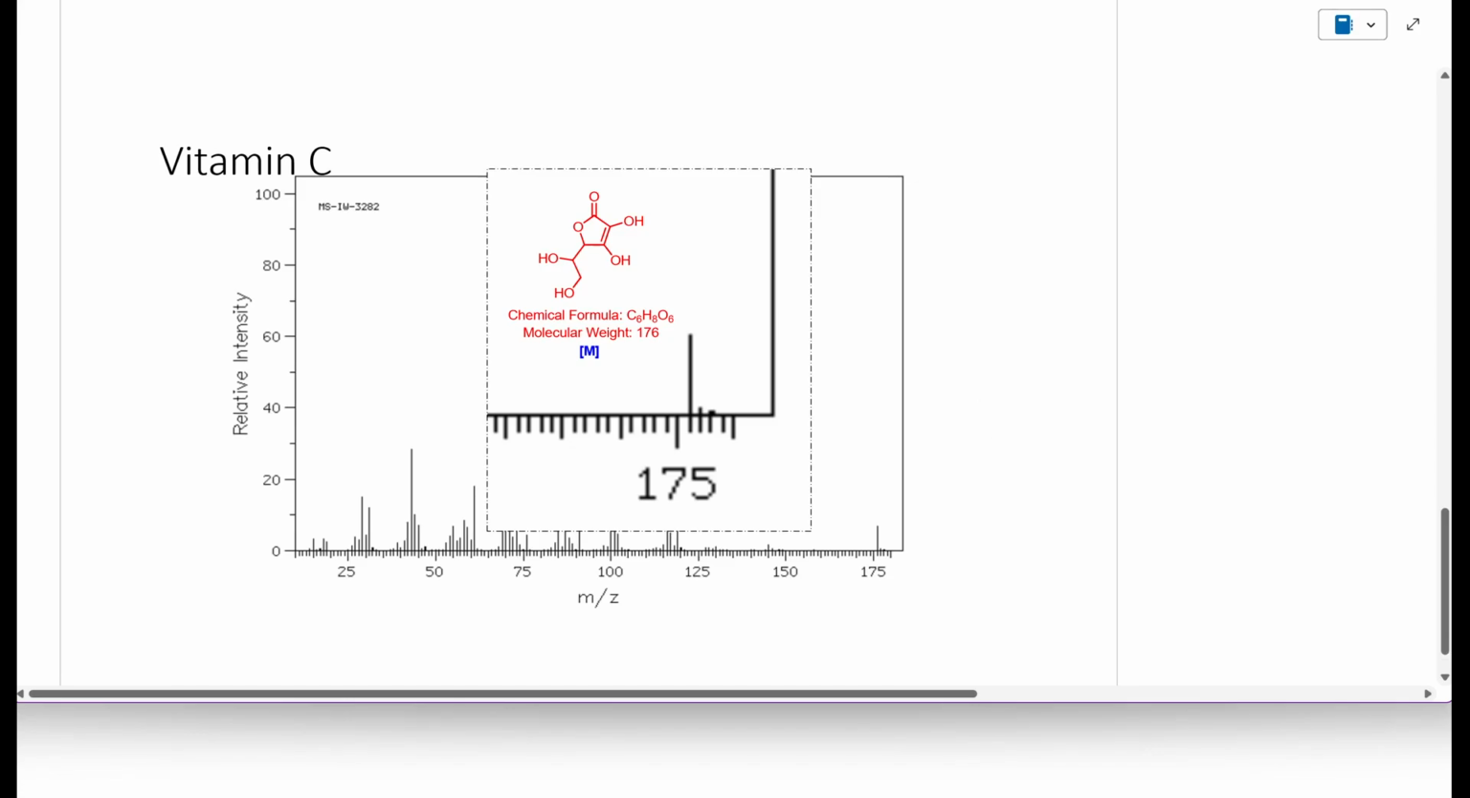And that's what we see for vitamin C. So the mass of vitamin C is 176 AMUs. And if I zoom in on that region, that cluster of peaks furthest to the right, I do see the peak there at 176.